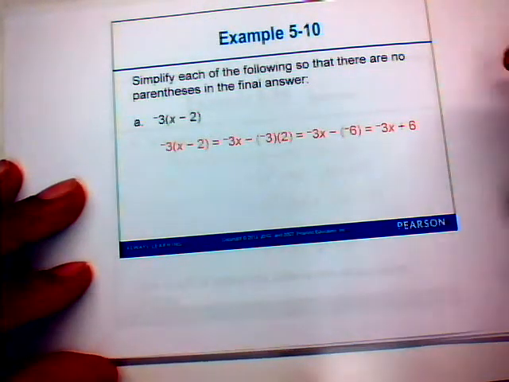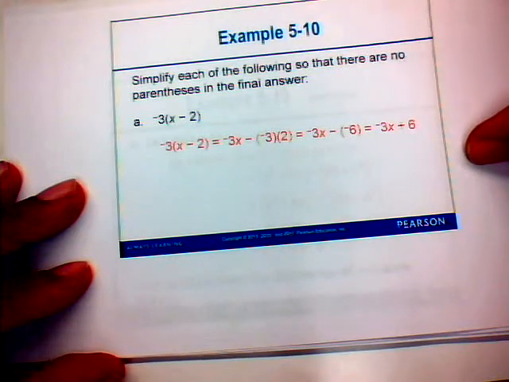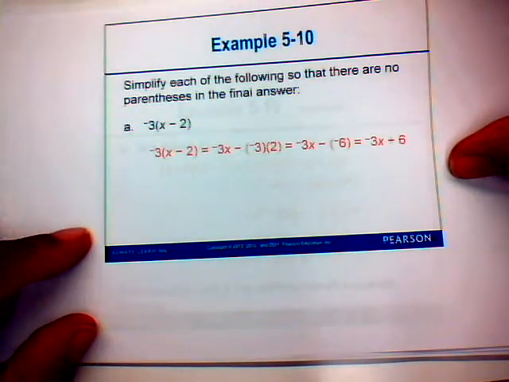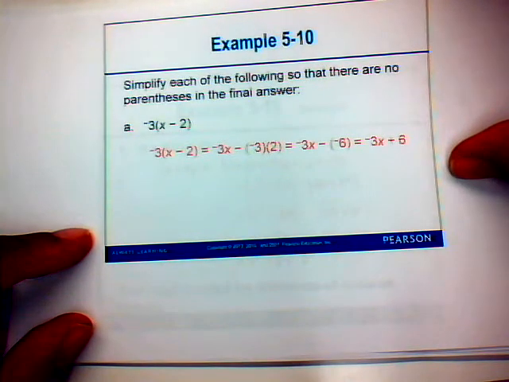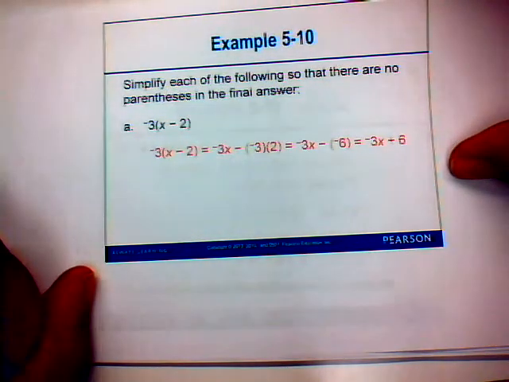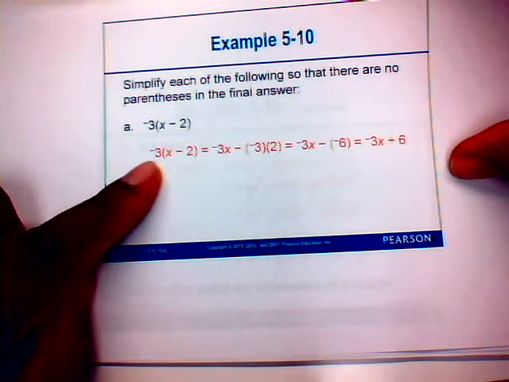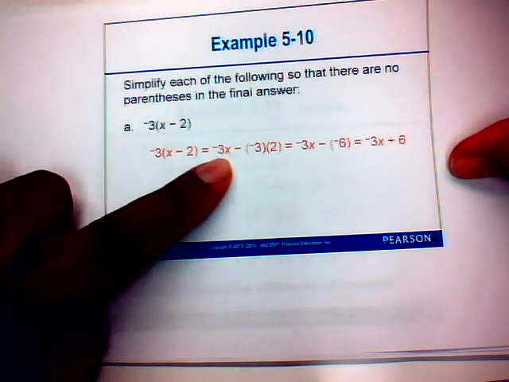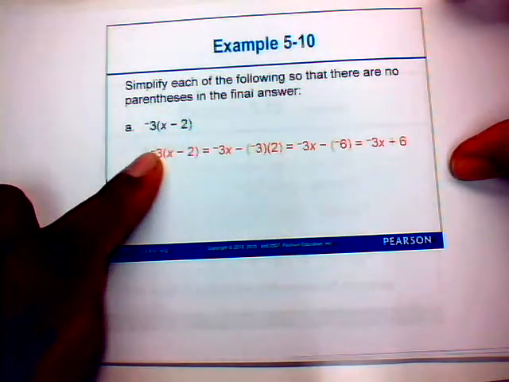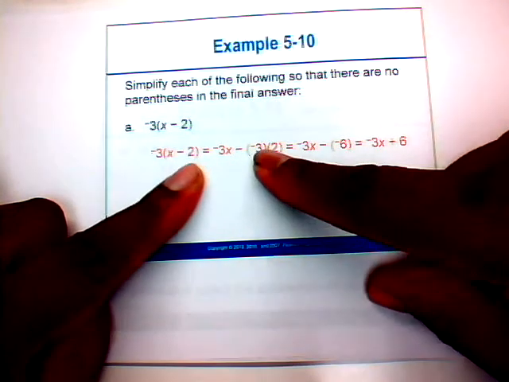All right, let's look at some examples of how to use the distributive property of multiplication over subtraction. Simplify each of the following so that there are no parentheses in the final answer. Here we have negative 3 times the quantity x minus 2. When we use the distributive property, we take the negative 3 multiplied by x, and you're going to get negative 3x, minus negative 3 times positive 2, which is this right here.